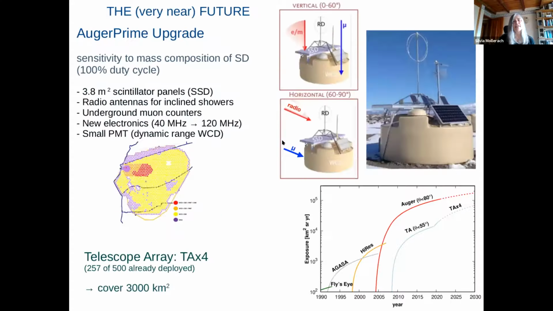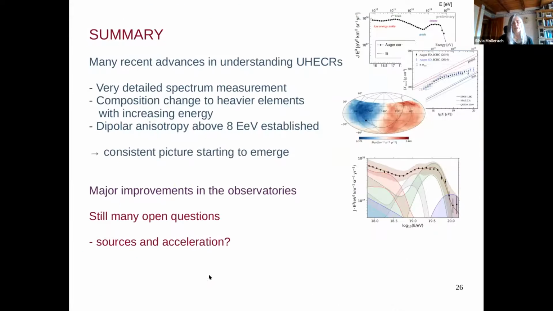I will finish this in the near future. Both observatories are being upgraded. Auger is adding scintillators and radio antennas to be sensitive to the mass composition for all the events. And Telescope Array is improving the coverage, making it 4 times bigger. So we are looking forward to the new data to answer the final questions.